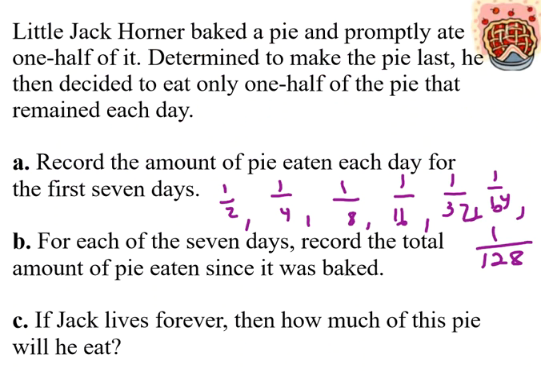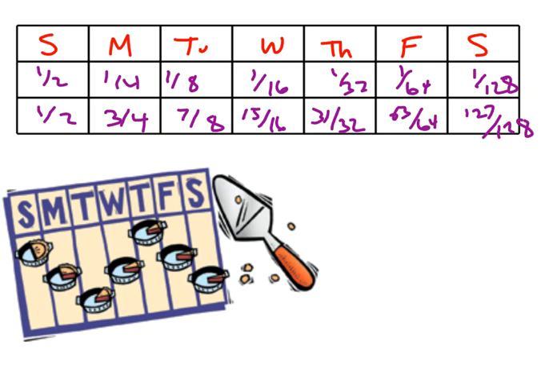If Jack lives forever, then how much of this pie will he eat? Okay, so at a certain point, it's probably going to give him food poisoning, and there's going to be a certain point where he's just cutting crumbs in half and can't cut things in half any smaller. So a physicist would say he eats the whole pie. A mathematician is going to say, well, he's approaching eating that entire pie. Do we agree with that? I hope so, because I have no feedback for you to tell me you don't agree. So I'm just going to move on.